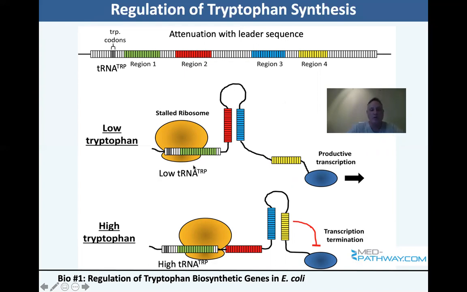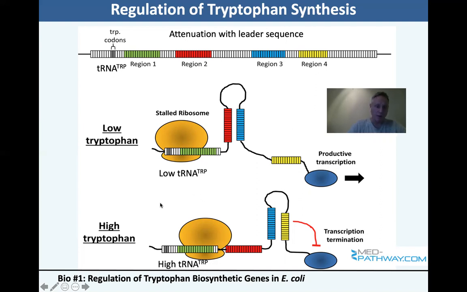And so what happens is the ribosome stalls and is sitting there looking for tryptophan tRNAs that are loaded up. They can't find them though because it's low tryptophan. And so what happens is that you generate this hairpin loop here from the red region and the blue region. These are complementary sequences. And what that does, it allows for the RNA polymerase to actually produce transcripts.